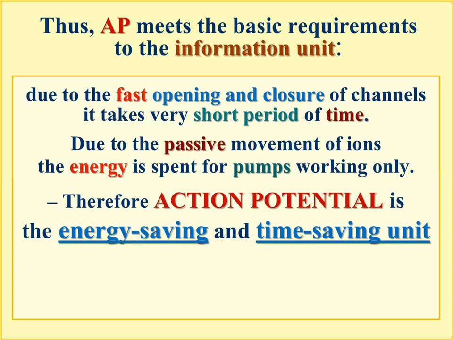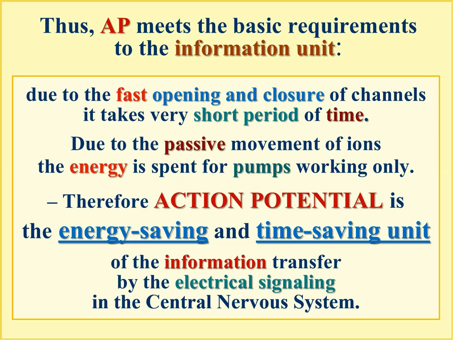It's energy saving and time saving, and it enables us to react quickly and easily to different changes in the surrounding environment. It enables us to spend not much energy for generation of many impulses, which can be the basis for thinking, for decision making, for control of skeletal muscles, and for many other processes where action potentials are involved. So this is an energy saving and time saving unit of information transfer by way of electrical signaling in the central nervous system.